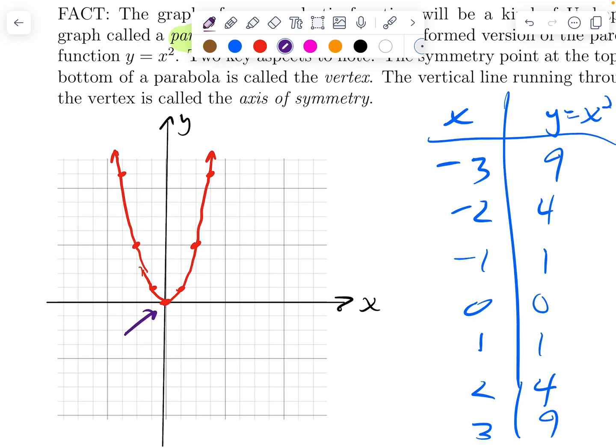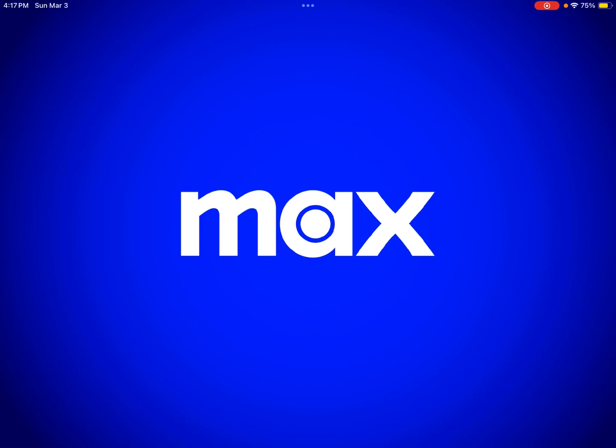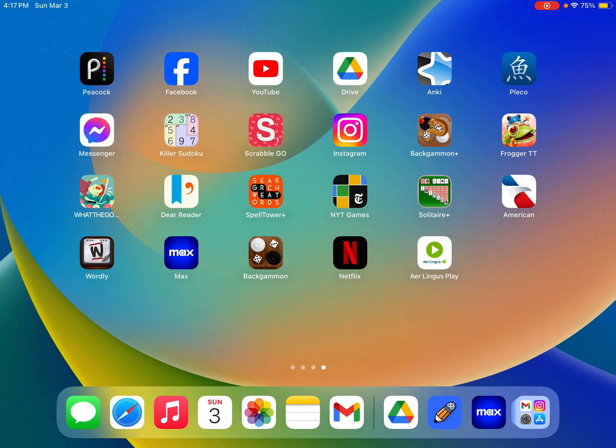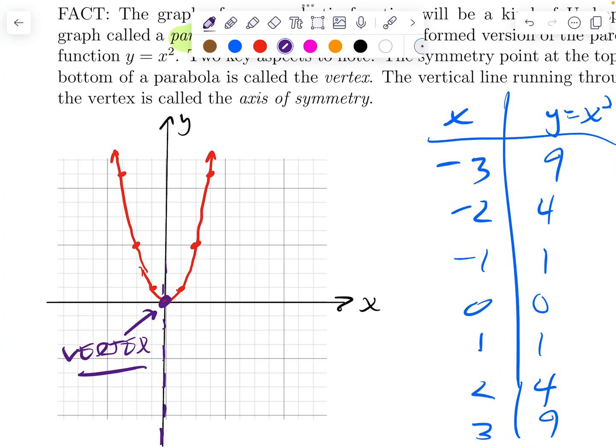This point at the very bottom, essentially the symmetry point, is called the vertex. And then the vertical line that goes through that vertex is called the axis of symmetry. That'll be the symmetry line for this parabola. The stuff to the left of that line looks like the stuff to the right.